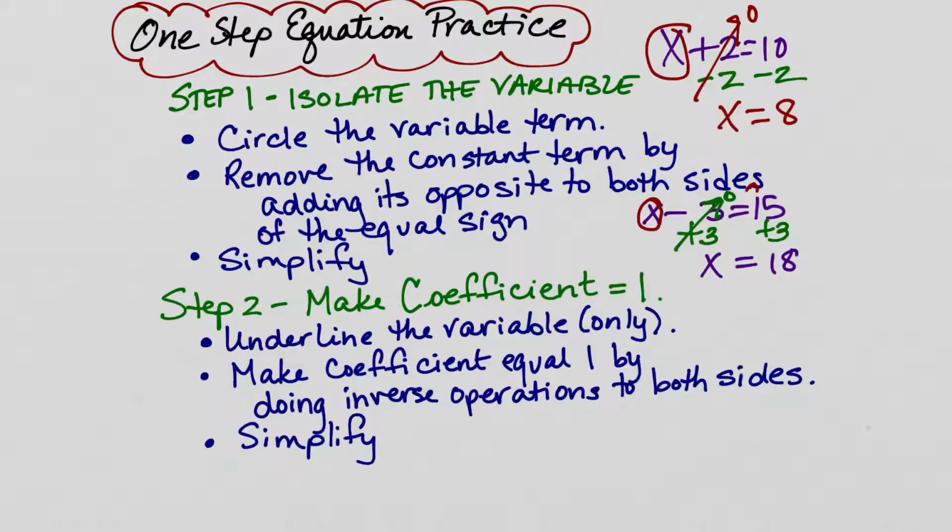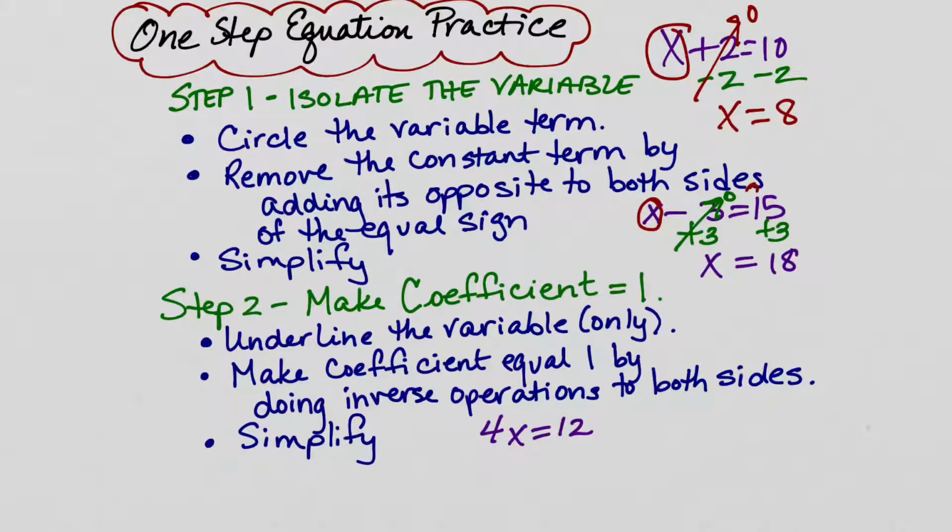All right. In step 2, make the coefficient equal 1. The one-step equations will be involving multiplication and division. So let's look at some problems like that. So in that case, let's just go ahead and say, what happens if I have 4x equals 12? In this case, there's only one term, 4x. So our variable term is already by itself.